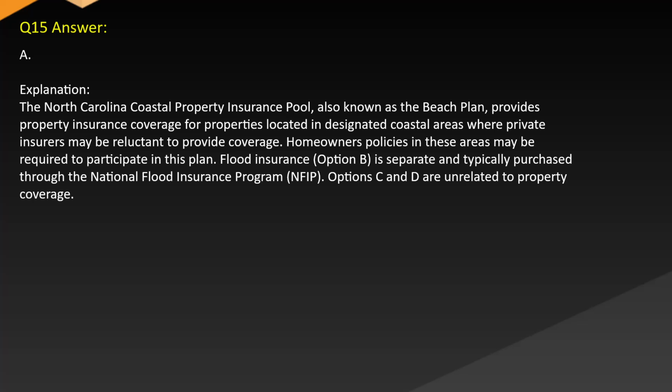Answer A. Explanation. The North Carolina Coastal Property Insurance Pool, also known as the Beach Plan, provides property insurance coverage for properties located in designated coastal areas where private insurers may be reluctant to provide coverage. Homeowners policies in these areas may be required to participate in this plan. Flood insurance, option B, is separate and typically purchased through the National Flood Insurance Program, NFIP. Options C and D are unrelated to property coverage.